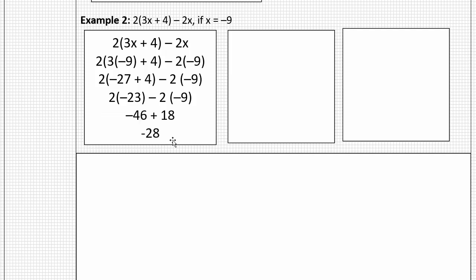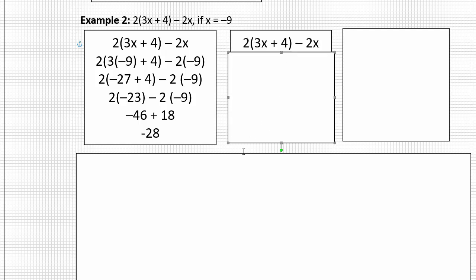How'd you do? When I finished simplifying it, I got all the way down to -28. With this example, I'd like to show you one other possibility. So if we go back to our work on simplifying expressions, before we gave you any values for the variables and I would have just given you the expression 2 times the quantity 3x plus 4, subtract 2x, you would have been able to use the distributive property and combining like terms to simplify that expression.